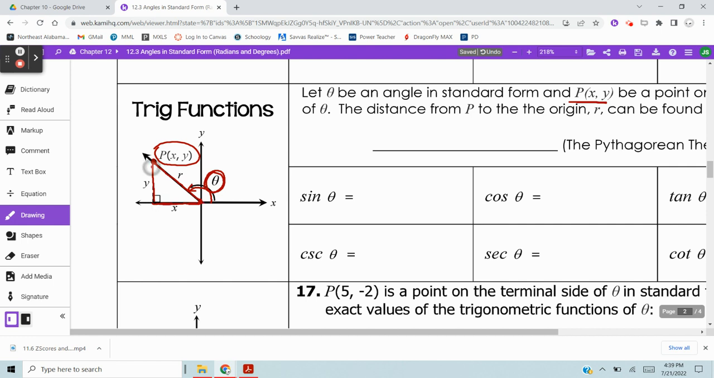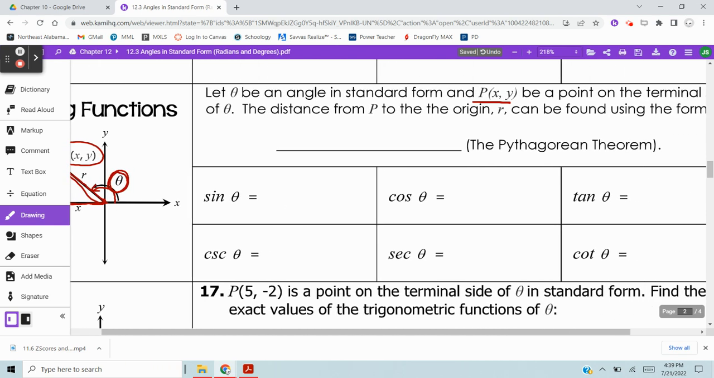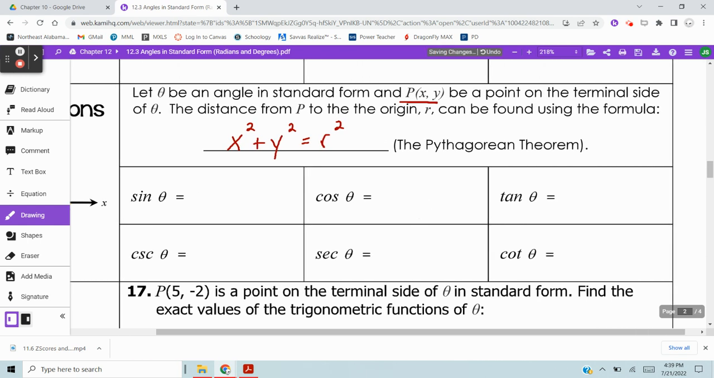So we've got some point that's on this terminal side. We have an x, we have a y, and we have an r, and the relationship between them, you already know, that's a right triangle. So we can relate x, y, and r with x squared plus y squared is equal to r squared, which is actually the Pythagorean theorem. So let me read that again. Let theta be an angle in standard form, P be some point on the terminal side. The distance from P to the origin, which we're going to call r, can be found by using this formula.